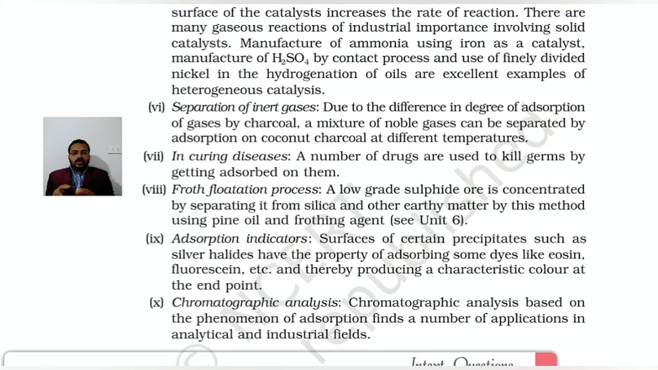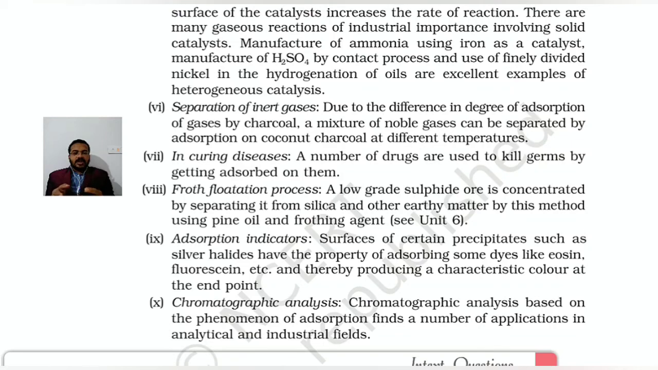The seventh point is in curing diseases. A number of drugs are used to kill germs by getting adsorbed on them. So simply explained. The eighth point is the flotation process. The low-grade sulfide ore is concentrated by separating it from silica and other earthy matter by this method using pine oil and frothing agent, that we already had discussed in the metallurgy chapter. Okay. The ninth point is adsorption indicators.